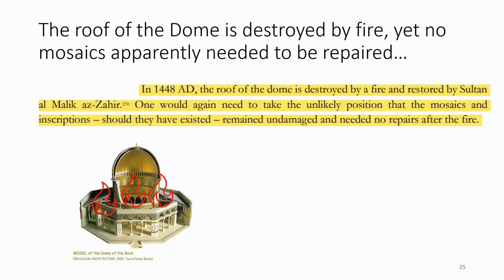In 1448, the roof of the dome is destroyed by a fire and restored by Sultan Al-Malik al-Zahir. One would again need to take the unlikely position that the mosaics and inscriptions, should they have existed, remained undamaged and needed no repairs after the fire. So that's what we're being expected to believe.